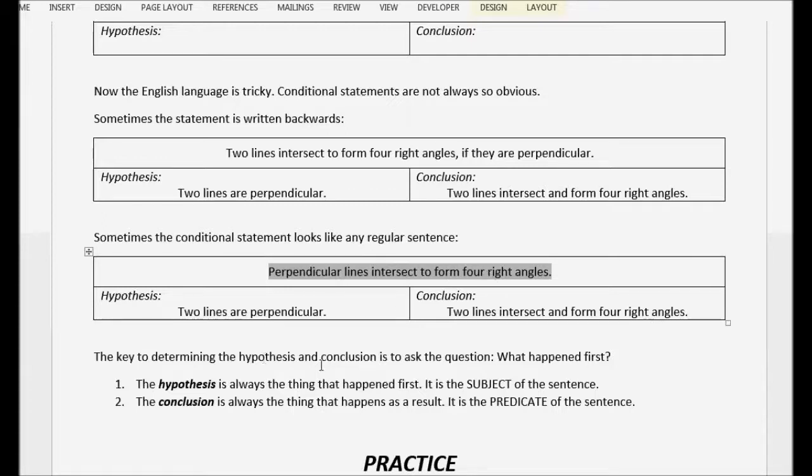The key to determining the hypothesis and conclusion is to ask the question, what happened first? Okay, so up here, we had lines that were perpendicular, and the result was that we got four right angles. Down here, we're like, what happened first? Well, we had perpendicular lines, and they intersected. The result was that they formed four right angles. The hypothesis is always the thing that happens first. It's the subject of the sentence. The conclusion is always the thing that happens as a result, and it's the predicate of the sentence.